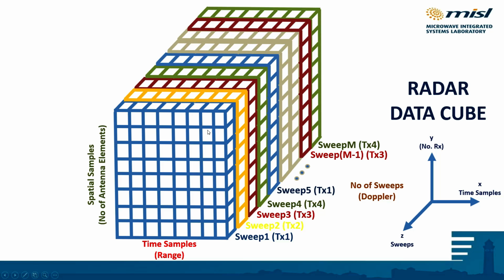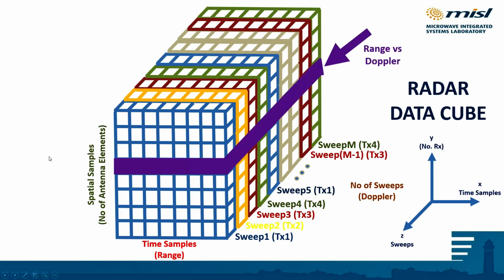Now let us say we have m number of sweeps. We have a complete radar data cube with time samples along x-axis, number of antenna elements along y-axis, and number of sweeps along the z-axis. Now if we want to find the range versus Doppler plot from this radar data cube, what we do is that at any spatial sample, we perform a 2D FFT across range samples and across the sweeps.